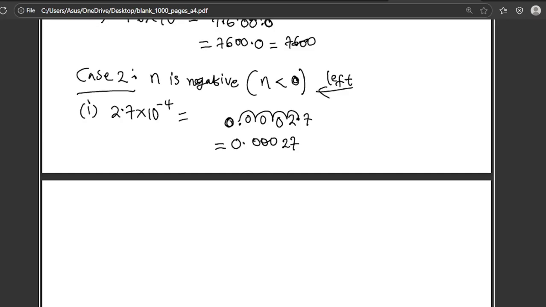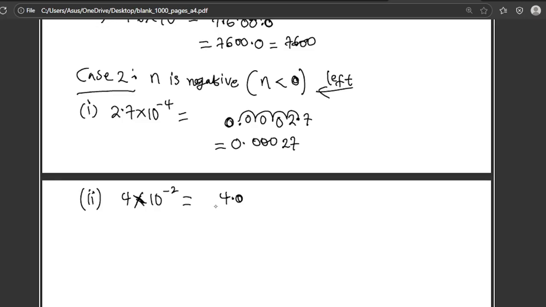0.00027. So we've been able to convert this to its ordinary form. Another example, let's say we have 4 times 10 to the power minus 2. You can see we have 4 here. Anytime you have a whole number, what do we do? Try to include the 0 after the decimal point. We write it as 4.0, right? 4.0.